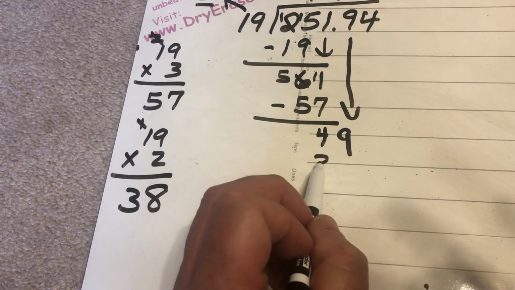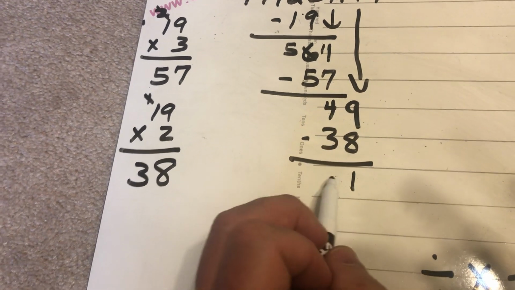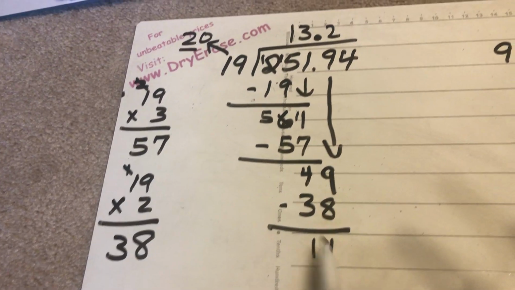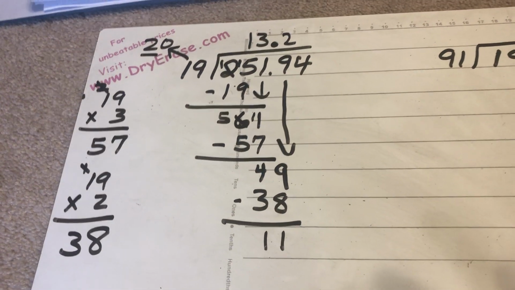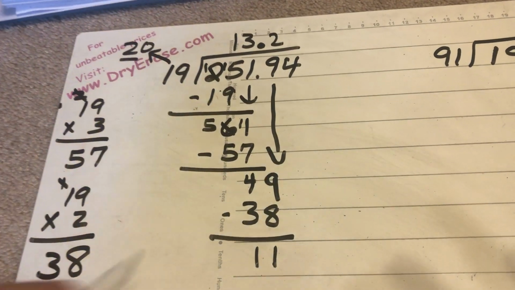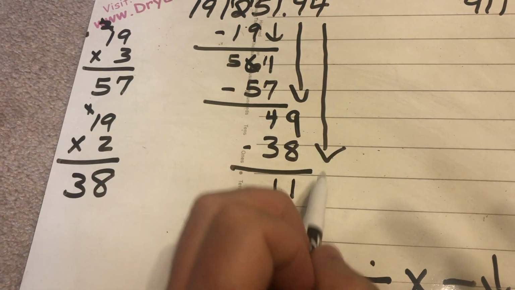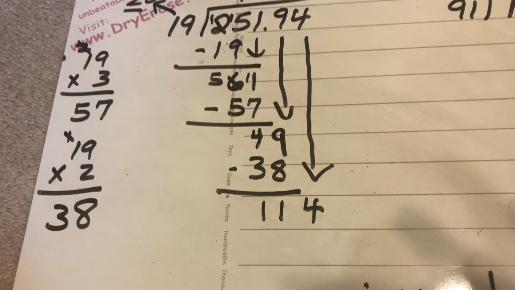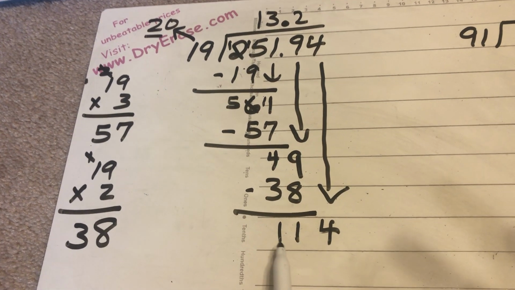I know that 3 is too big, so I have to feel pretty confident with the 2 and the 38. 9 minus 8 is 1. 4 minus 3 is 1. I get 11. That's less than 19. So I'm feeling pretty good about that. All right. And so I go ahead and I bring down my last number, the 4. And I'm thinking, well, 2 can go into 11 5 times.